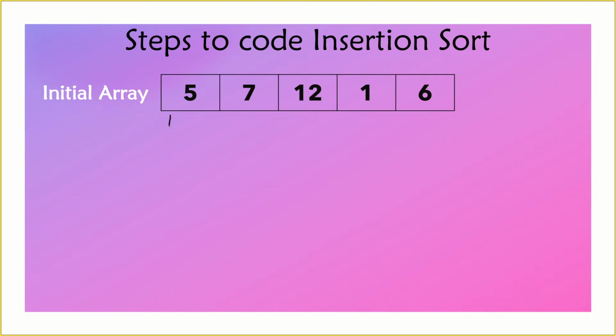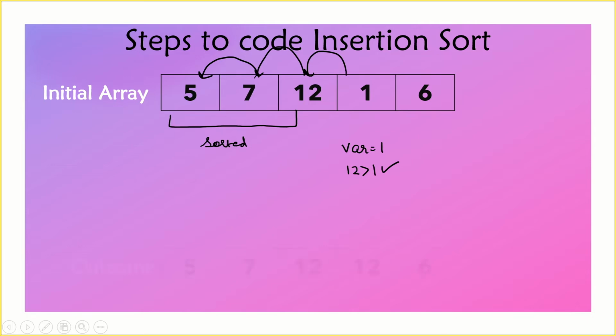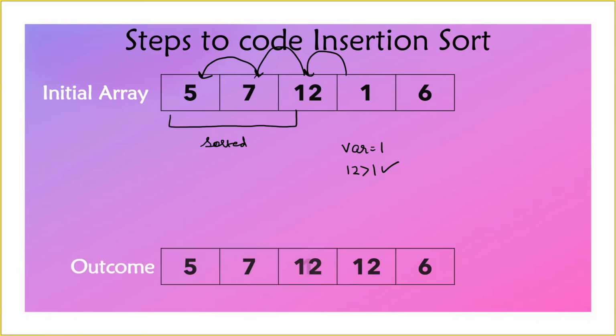Now we are going to consider this part of the array as sorted, and we start the iteration with number 1. So we store this value in variable var, and now we are going to compare 1 with the element on its left one by one with this 7 and then 5. So in the first place, we compare 12 with 1, as this condition is true. So 12 will move towards right in order to make place for 1.